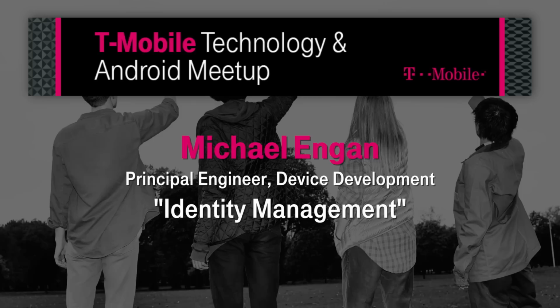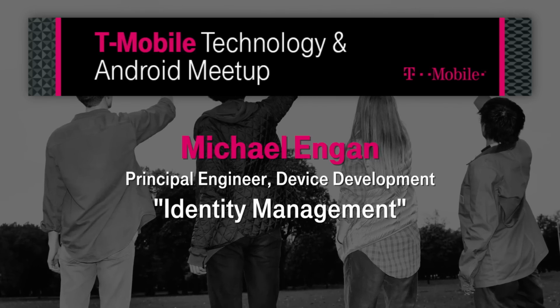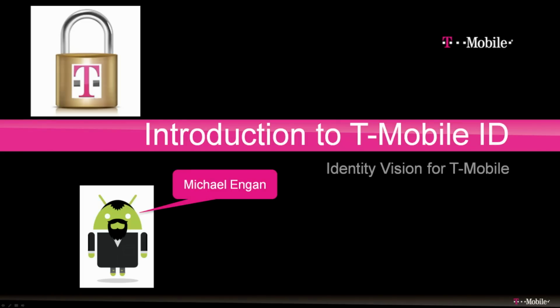A principal engineer in the device development team. I specialize as a SME in identity and identity management. Obviously, T-Mobile as a company knows how to identify your phone. You pick up the phone, you dial the phone, you know that call is going to go to the right bill. And a lot of what we've been trying to do over this last couple of years is move us past that and move towards identifying you as a person, right? Separate from your phone, being able to get you to identify into different applications.